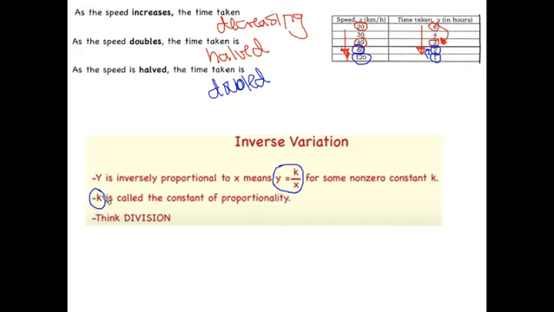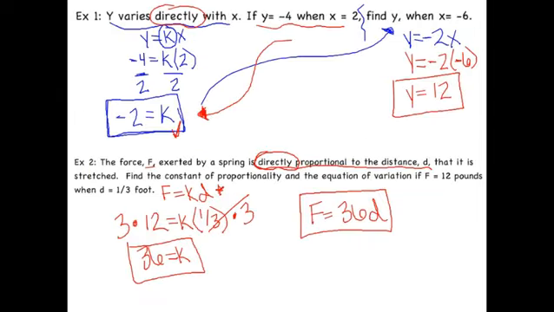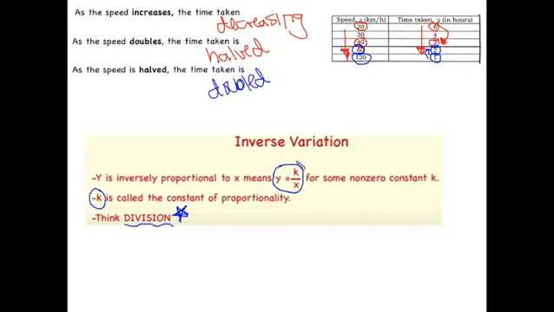Okay, so this number can change depending on any scenario you're talking about, but in this case I want you to think about division. When we were directly related, we were thinking of multiplication. If I go back over here, for instance, notice how our k is being multiplied by the x. But when we have an inverse variation, our k is being divided by the x. So I want you to think about division.